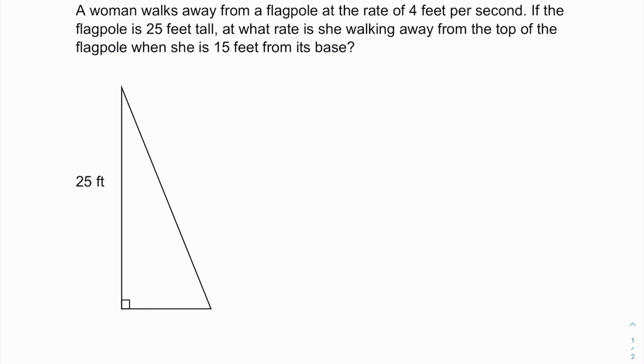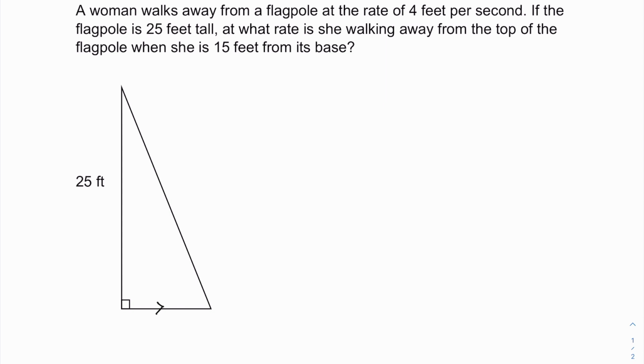So what I've done is drawn a picture to give the scenario. And we need to put some variables in here. We are assuming that it's on level ground and that the flagpole is set perpendicular to the ground. And so that gives us the right triangle. The flagpole is 25 feet tall, so I've done the vertical part of our right triangle as 25 feet. And so the ground is the horizontal component of the right triangle.